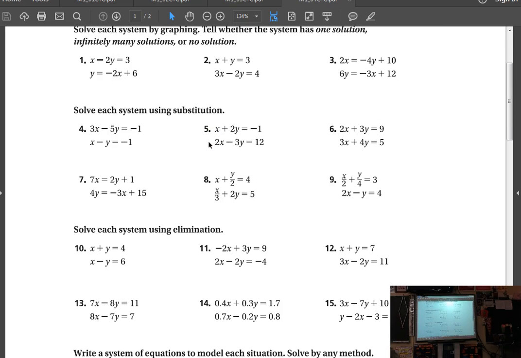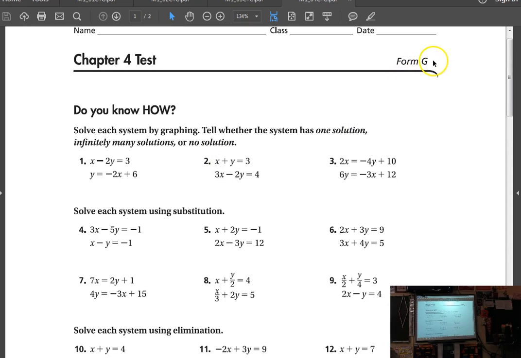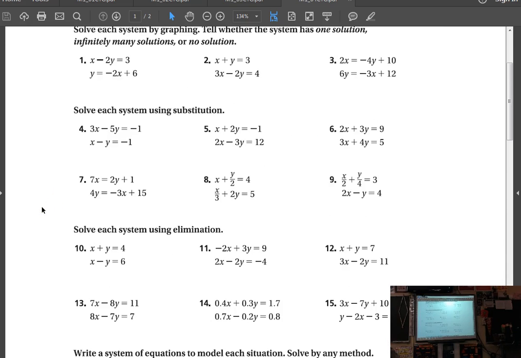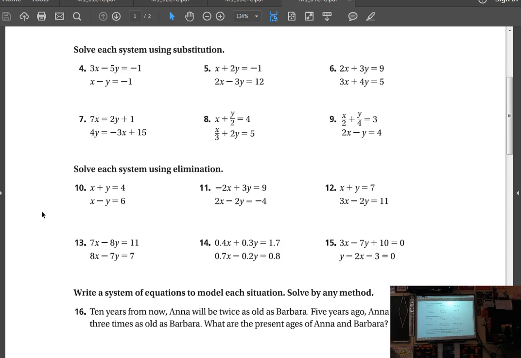All right, 4 through 9. Wait, what form is this? Is this K? This is G. The one that's in the packet is G. The one that's online, I think, is K, though. I might be wrong. I don't know. Oh, my test, I stapled it wrong. Oh, yeah, I know. So I was on the back. Yeah, I had noticed that because I kept looking at it. I'm like, is there an O?